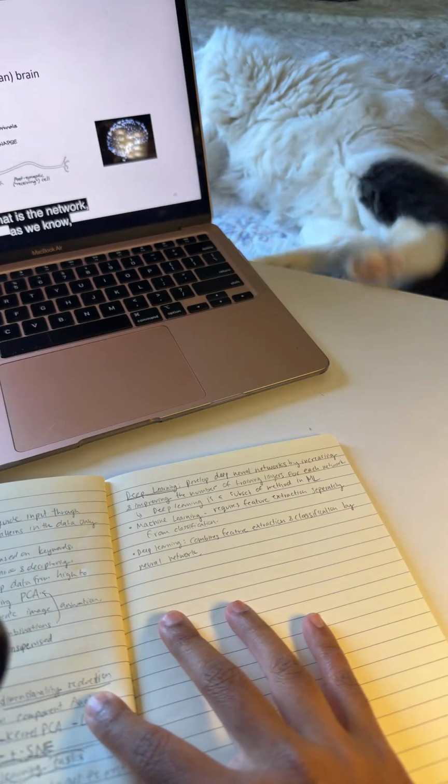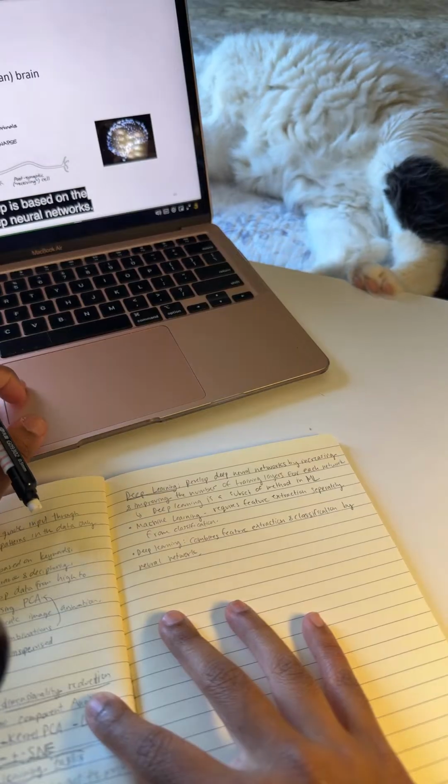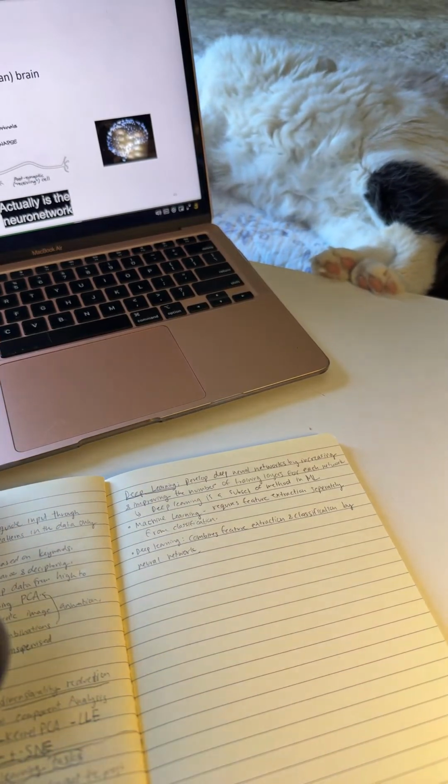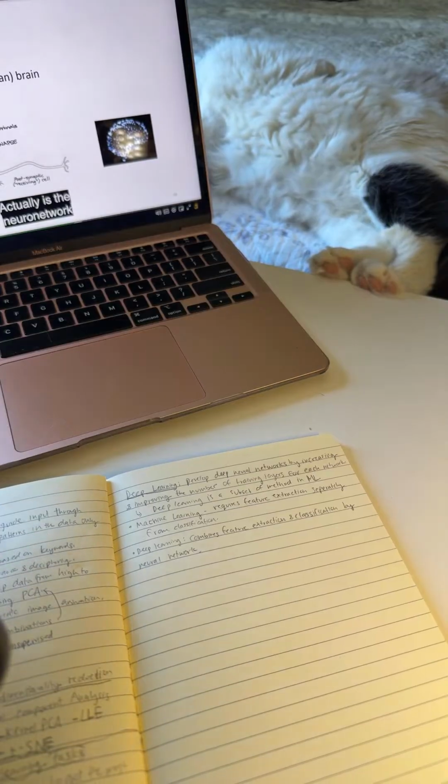So what is a neural network? As we know, deep learning is based on deep neural networks, inspired by biology.